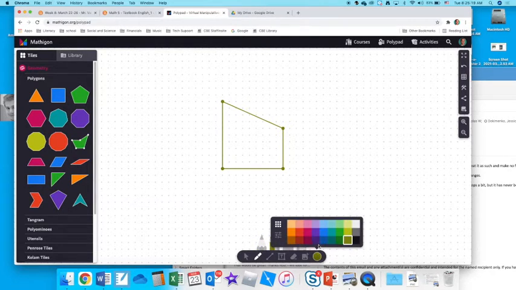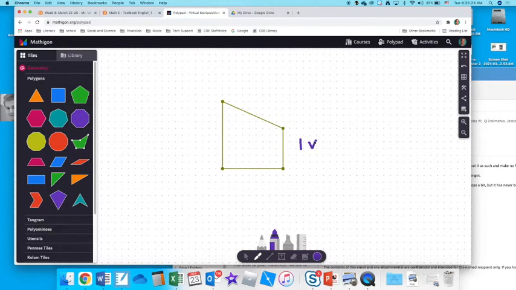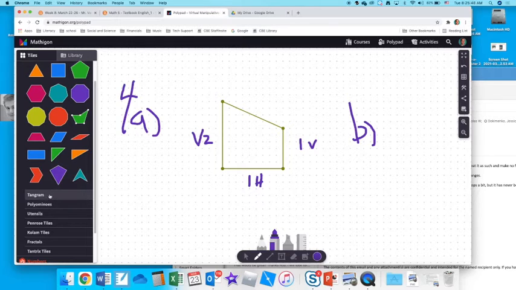So I'm going to change the color. We're going to say that's my 1 vertical, or V1. We got V2, my 2 vertical, and then my 1 horizontal. Okay, so there you go. And then we call this 4A. And then you guys can go ahead and do 4B and draw your own shape. So enjoy it. One thing to keep in mind, they have some other things in here.